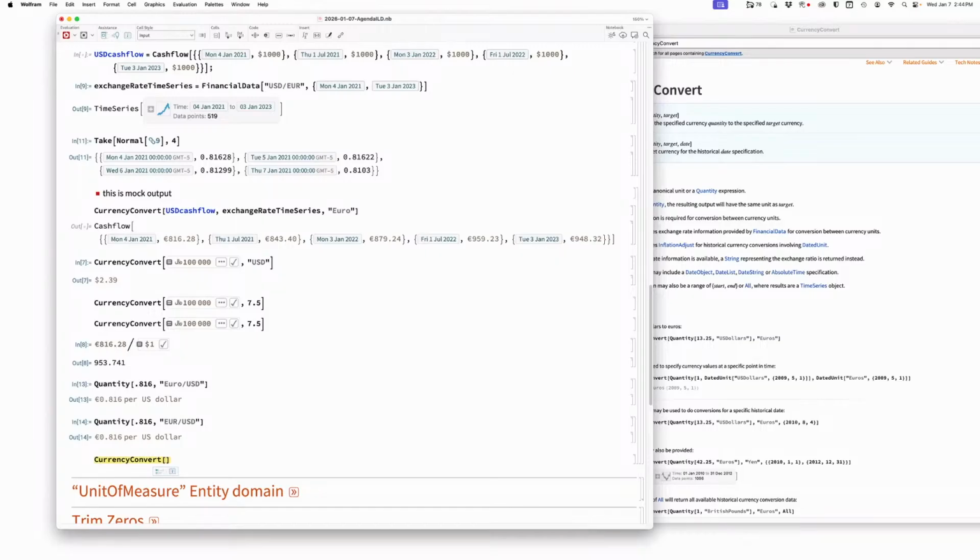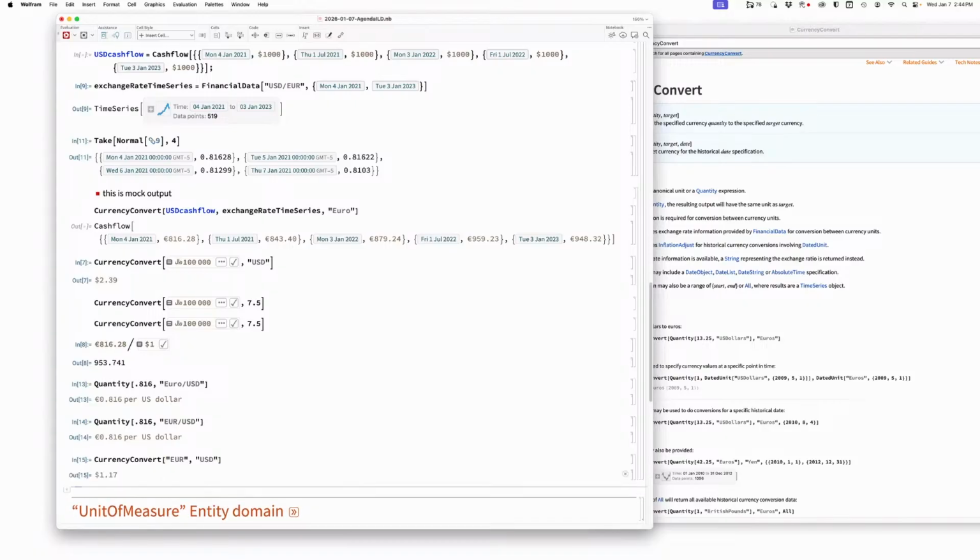Yeah. So in terms of a lookup function, we have financial data, but it wouldn't be unreasonable to have a historical currency conversion lookup function that gives you back a time series of exchange rates. And we could do the extra work of adding the units in there, but why not just do this? Why not just have currency convert, EUR USD, like this.